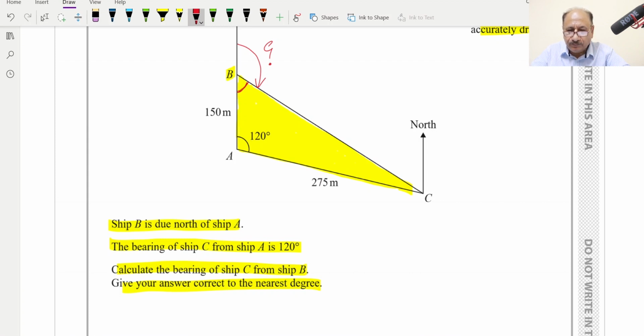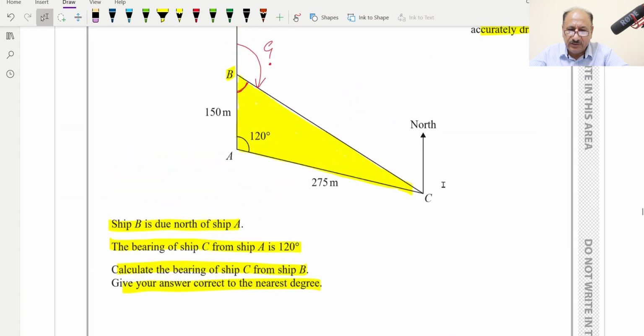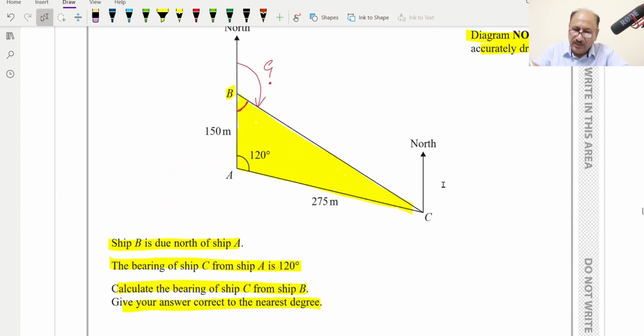First of all, the bearing of C. So calculate the bearing of ship C from B. Okay, so to calculate that bearing, we will calculate BC. We cannot directly calculate this angle because we don't have the BC side. So first of all, we will calculate the BC side. This side we have to calculate, then only we can apply the sine formula.